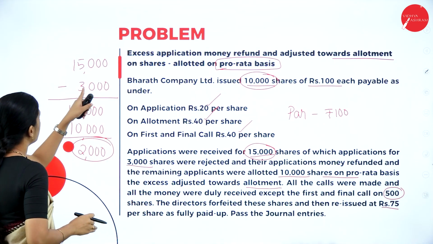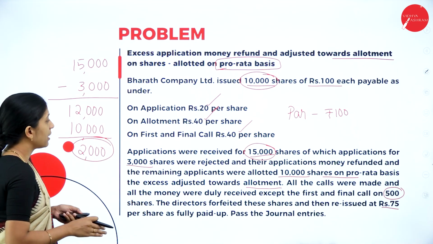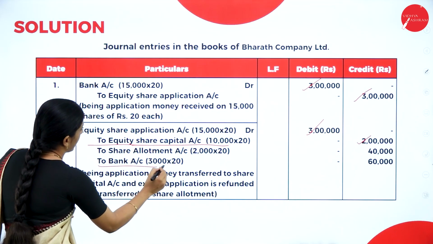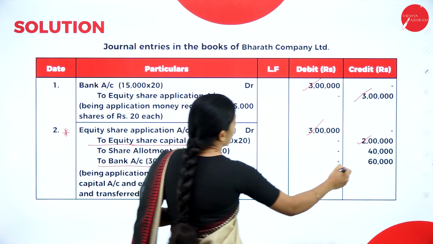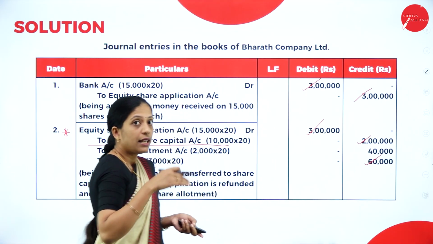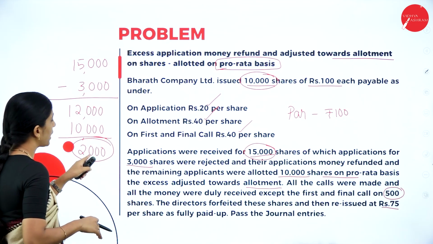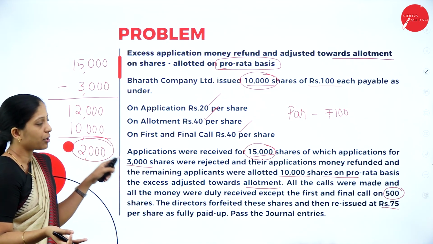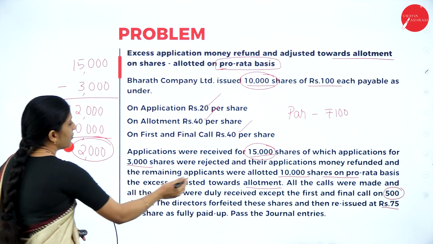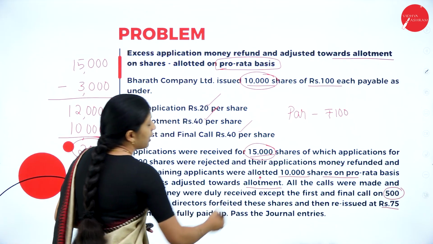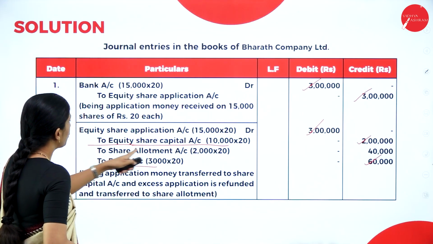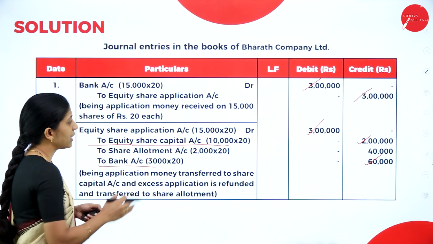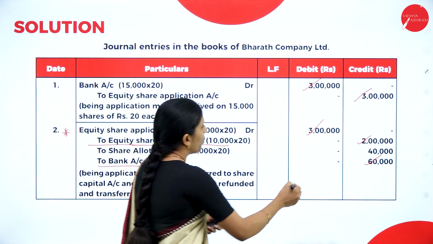Next, if you see here 3,000 we are going to reject. So how do you write? To bank account 3,000 into 20. So that will be 60,000. Remaining 2,000 what you have here, it has to be transferred to allotment. They have clearly given here adjusted towards allotment. Okay. So how do you write that? To share allotment account 2,000 into 20 rupees. So hope you are clear.